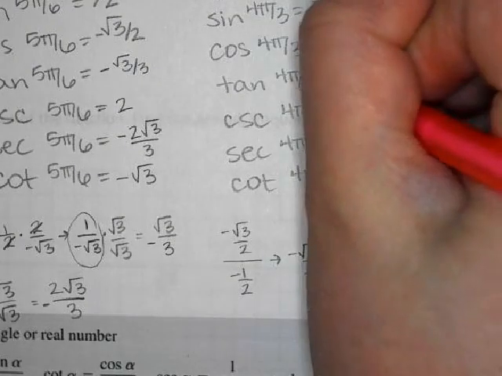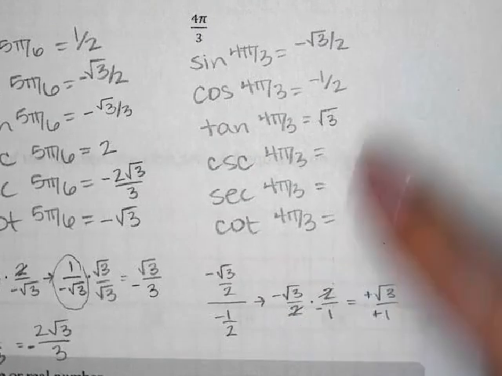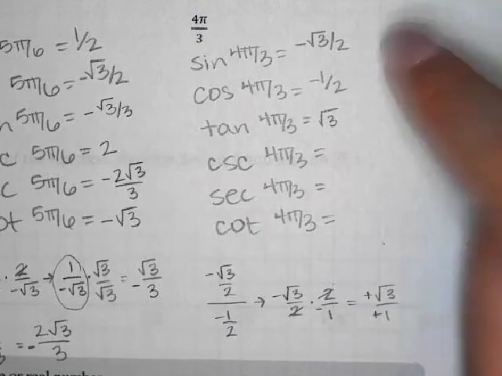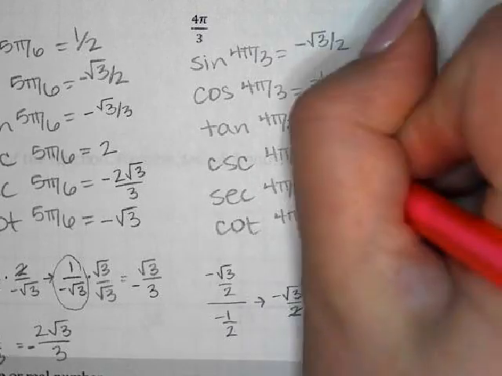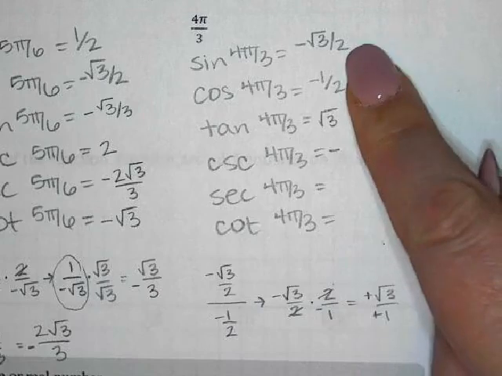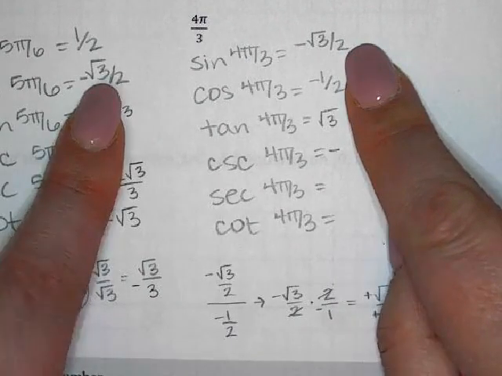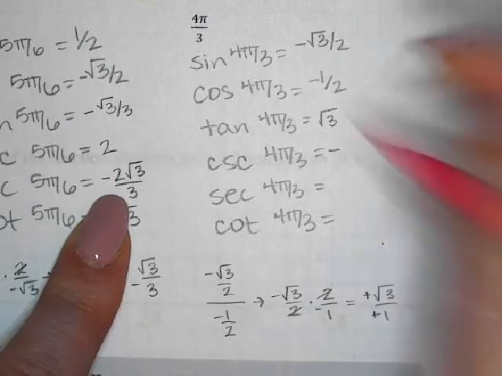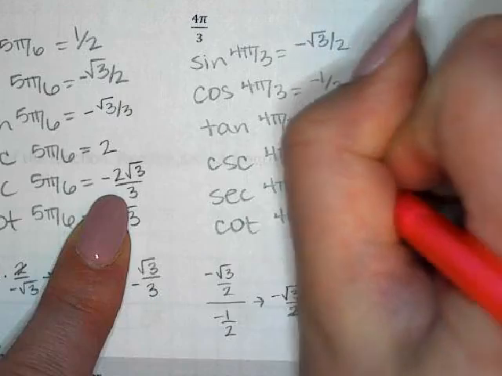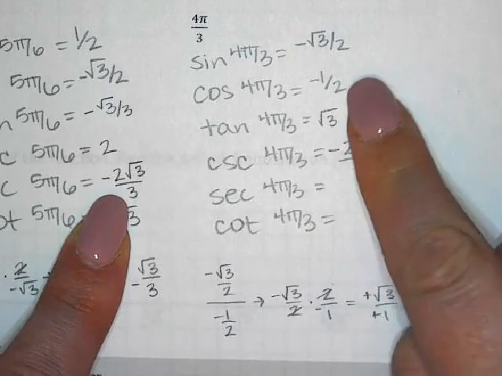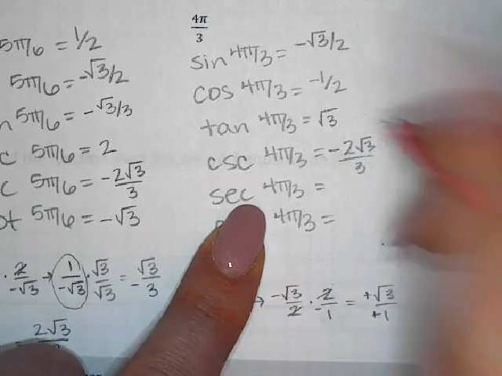Okay? And now I need to flip, flip, flip. So this one is the negative version of this flipped. And I've already done the work for that. It is this. So 2 root 3 over 3. Okay. Secant is the flipped version of cos. So negative 2 over 1, which is just 2.